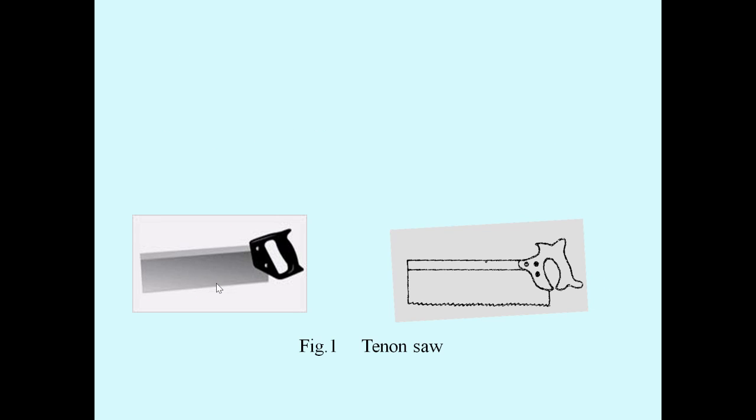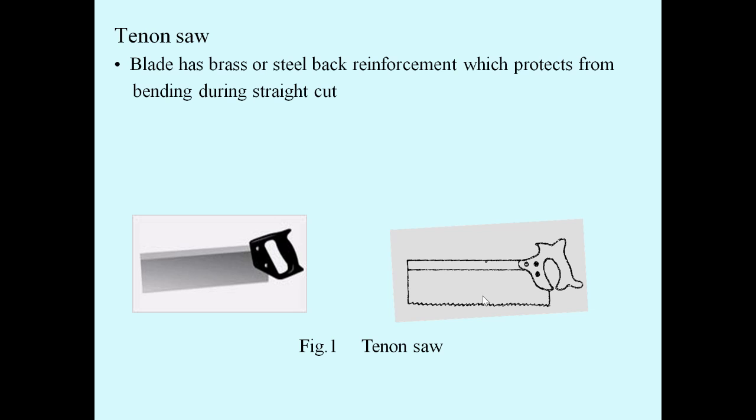Next one is tenon saw. You can see the diagram of a tenon saw here. The blade has a brass or steel back, a reinforcement which protects it from bending during straight cuts. So whenever you are performing straight cuts on the workpiece, this can be used.